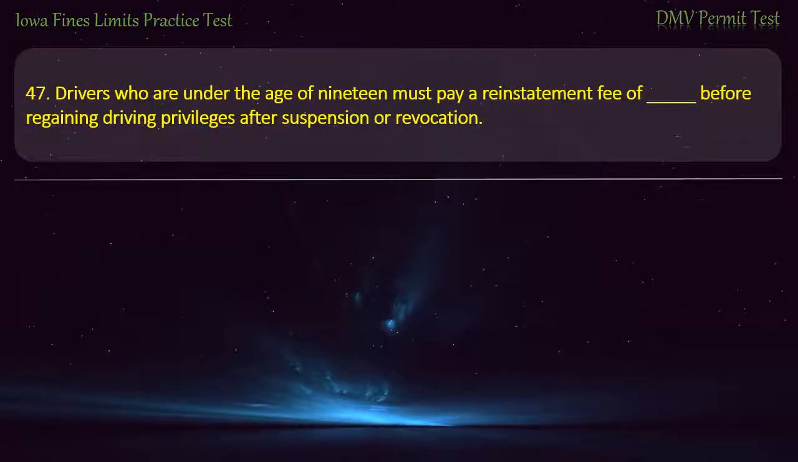Question 47. Drivers who are under the age of 19 must pay a reinstatement fee before regaining driving privileges after suspension or revocation. $125. $50. $25. $100. Answer: $50.